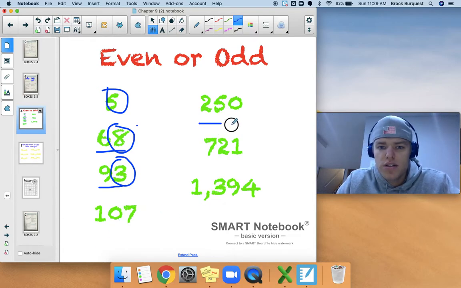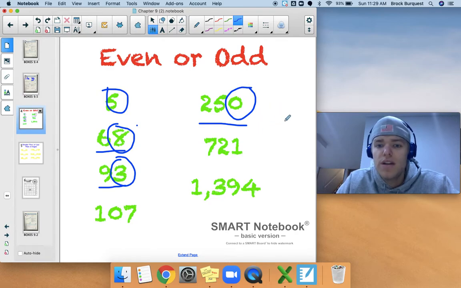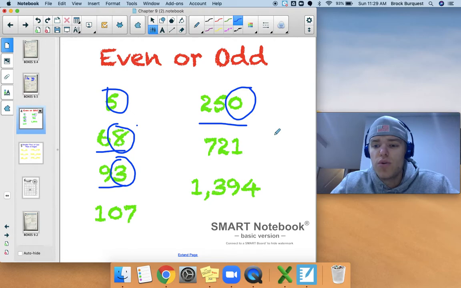Okay, let's look at this one right here, 250. Remember, we always look at the last number. Is that even or odd? This one's actually even. Okay, 0 is an even number. Even though you can't split it in half, that's our one rule. 0 is always even.